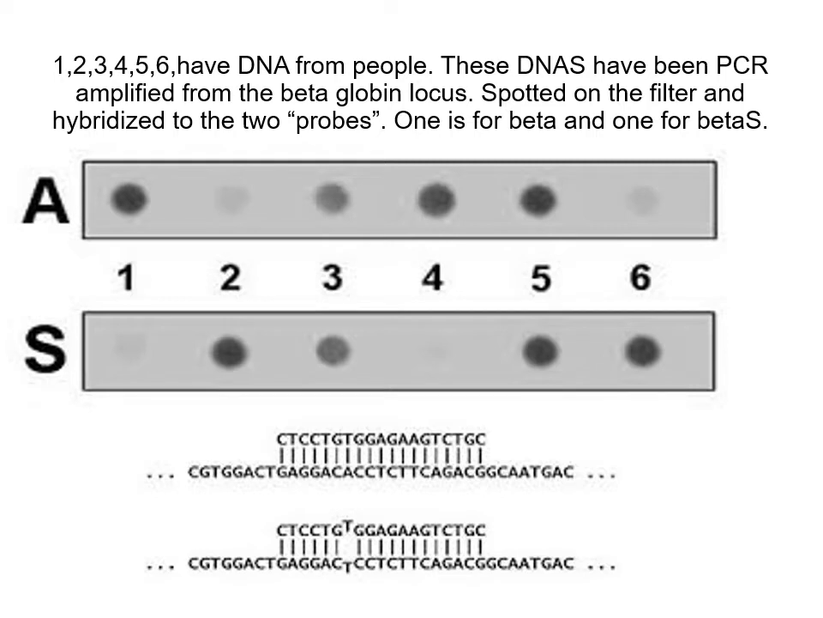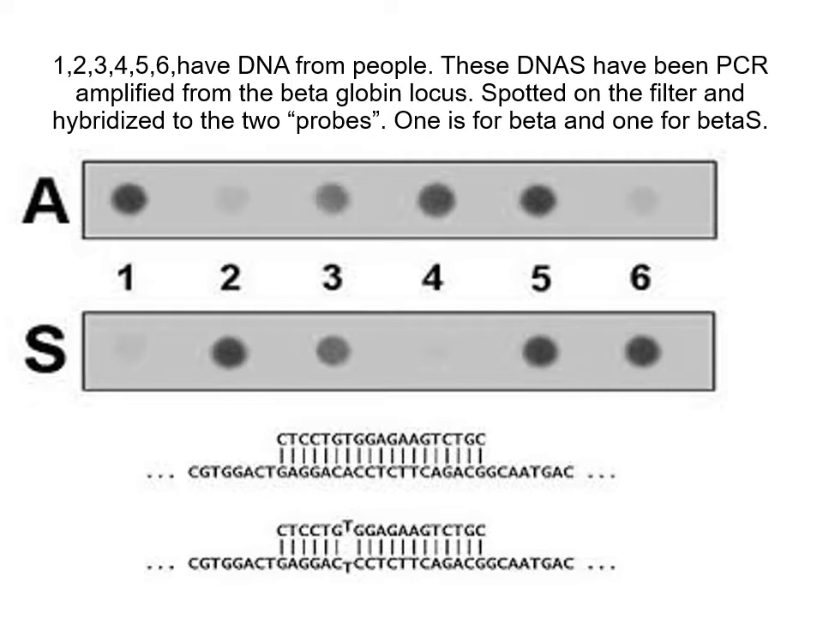Okay, this slide shows the result of an experiment in which we have DNA from 6 different people, labeled 1 through 6, and we're going to test the DNAs from those people, which have been PCR amplified and spotted onto the filter paper. And we're going to do 2 hybridizations, one to the wild type beta A allele, and that's the top row, and then we're going to hybridize them also to the beta S allele oligo, and that's the bottom row.